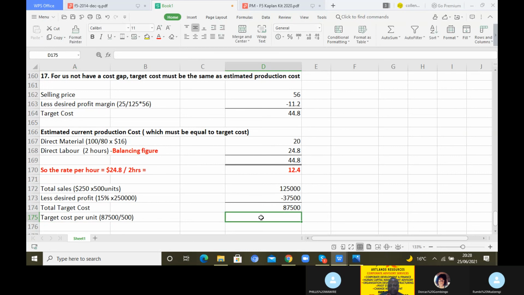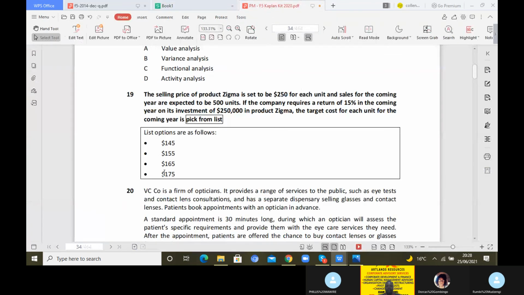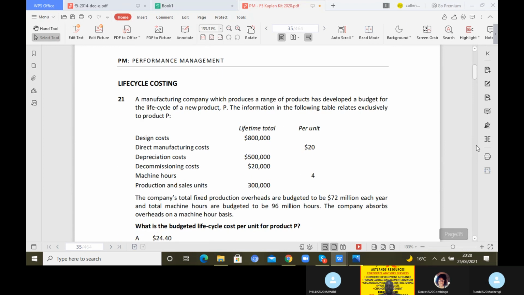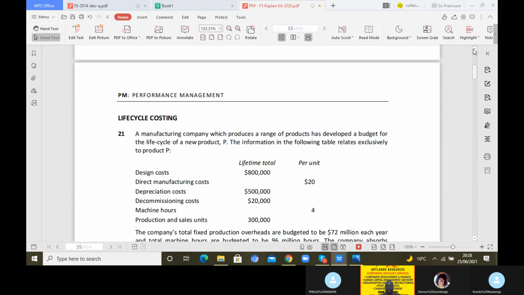So you are now saying equals this over 500. That becomes target cost per unit. And the answer that I'm getting here is 175. So you would pick 175 from the drop down banner here. So it's 175. So you would continue doing that, and then you get to the end.